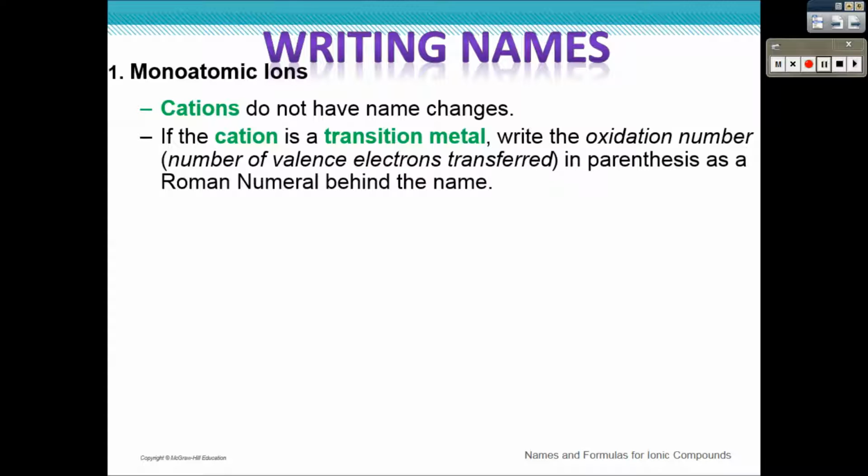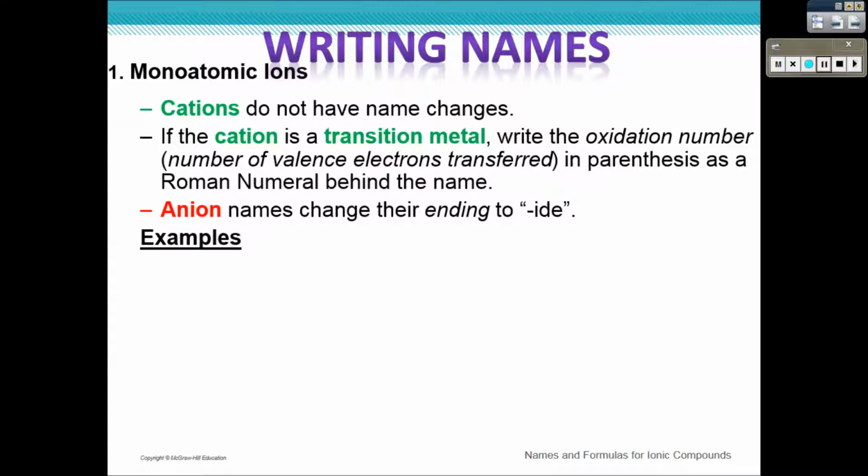Now, the reason being, as we mentioned in the previous video, transition metals can have different numbers of valence electrons at any time. For example, copper can be +1, +2. It just depends on how many it's going to transfer. So to make sure we know which type of copper we're talking about, you're going to put the oxidation number in parentheses. If it's an anion, those negative nonmetals, their last name or their endings will change to IDE. So let's look at some examples.